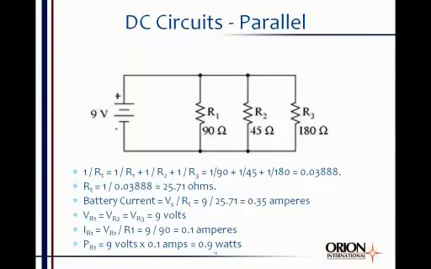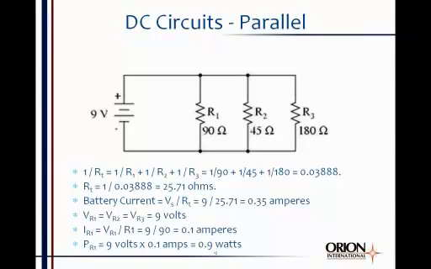Suppose I wanted to know what the current flow through resistor R1 was. Well, we know the voltage drop across R1, and we know the value of R1 is 90 ohms. So we can use Ohm's law and say that the current flow through R1 is equal to the voltage drop across R1, 9 volts, divided by R1, 90 ohms. That turns out to be 0.1 amps of current flows through R1.